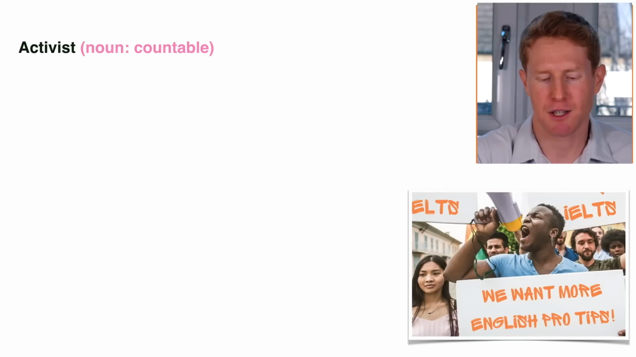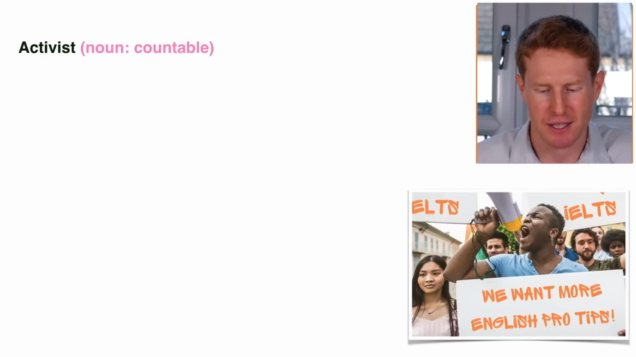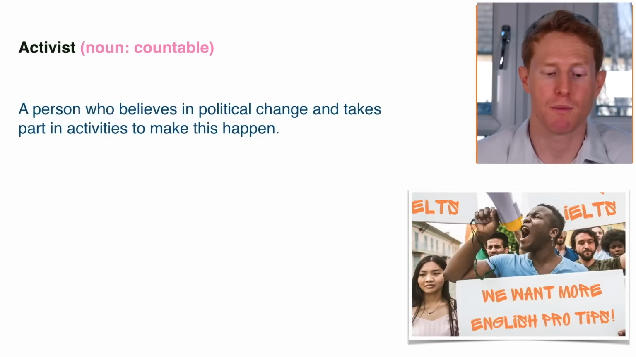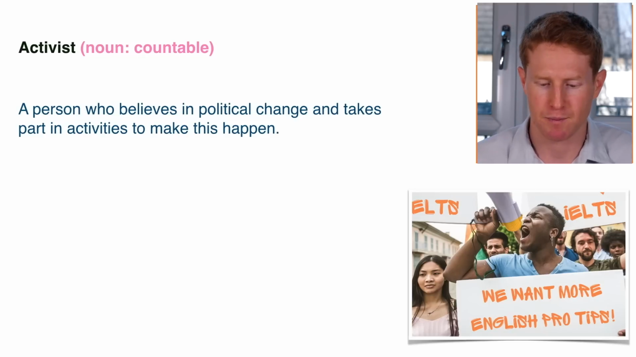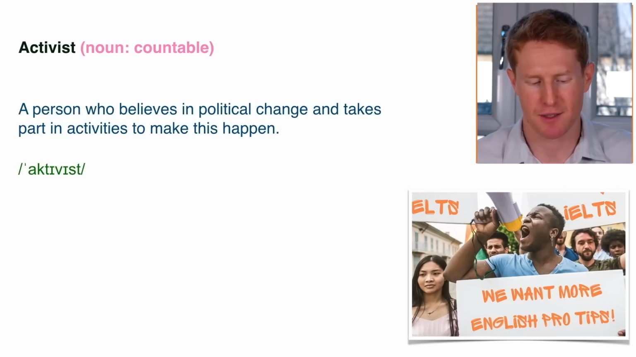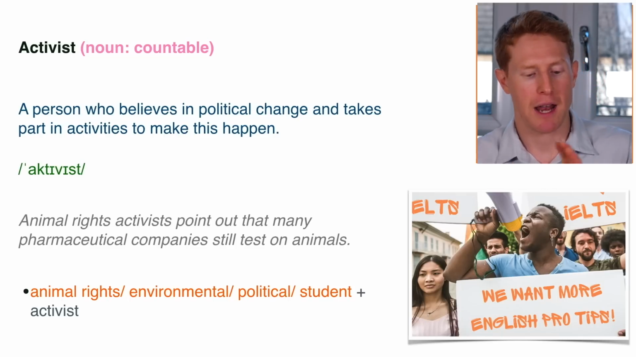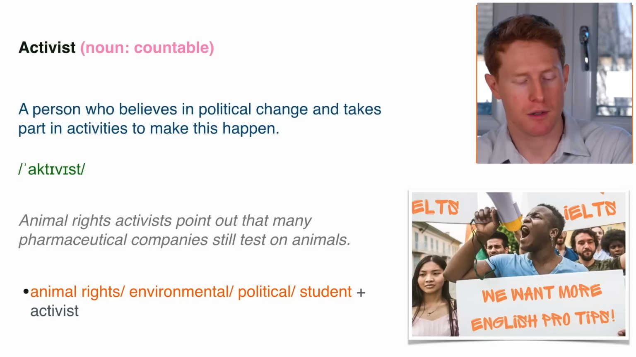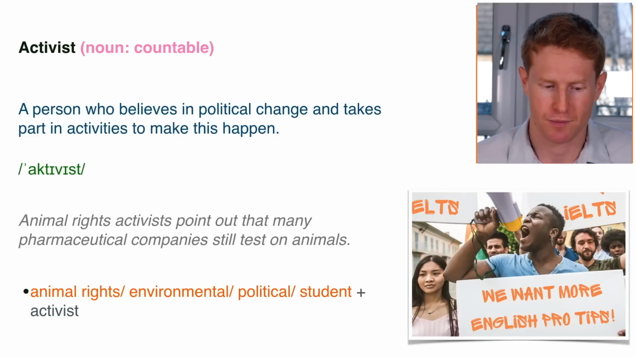You can see these activists below. They want more English pro tips. So what is an activist? An activist is a person who believes in political change and takes part in activities to make this happen. Activist. Stress on the first syllable, activist. Animal rights activists point out that many pharmaceutical companies still test on animals. Okay, so we can have an animal rights activist, an environmental activist, a political activist, a student activist.